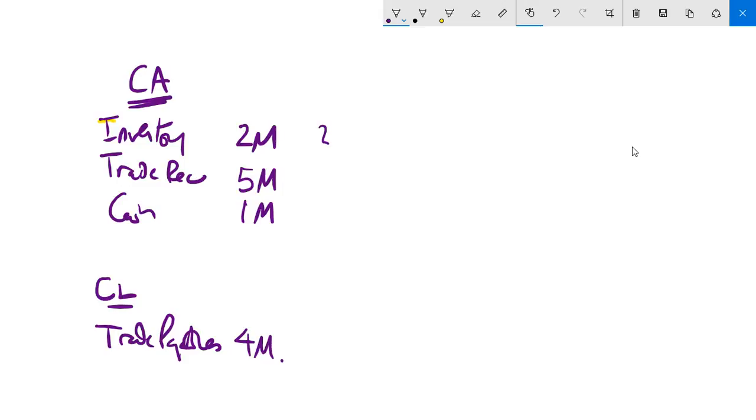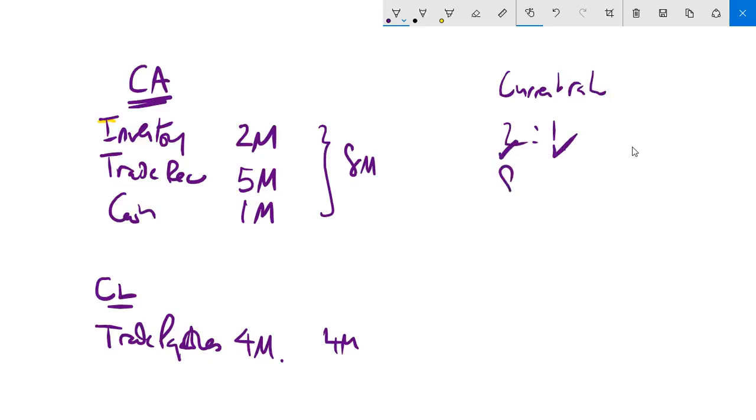Now again, overall, when you look at this, you have here 8 million, and here you have 4. So the current ratio is 2 to 1, right? For every pound we owe, we have 2 pounds available. Why? Because 8 to 4, if I bring this down to ratio language, is 2 to 1. So we're comfortable. But let's examine this a bit more and see what's really happening here.